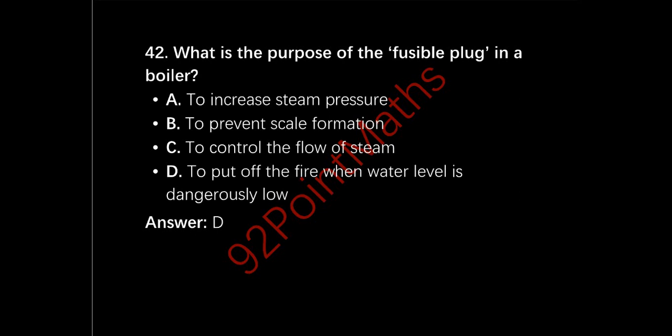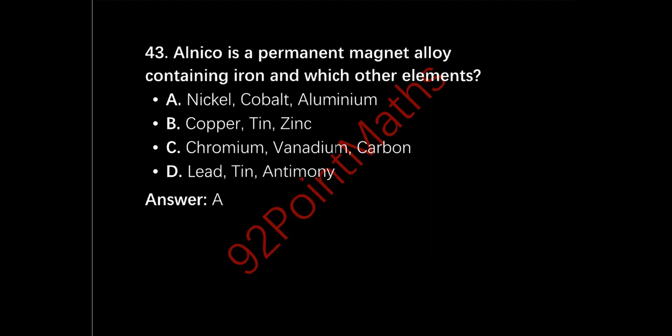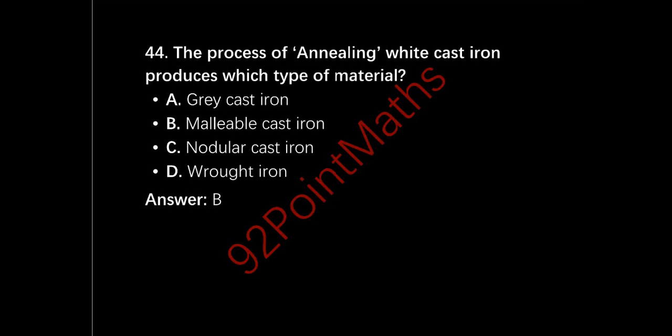What is the purpose of a fusible plug in a boiler? Option D, to put off the fire when the water level is dangerously low. Alnico is a permanent magnet alloy containing iron and which other elements? Option A, nickel, cobalt, aluminum. The process of annealing white cast iron produces which type of material? Option B, malleable cast iron.